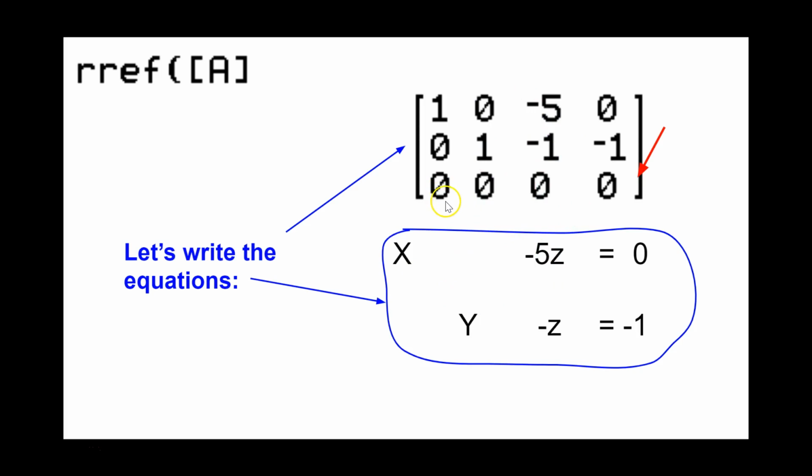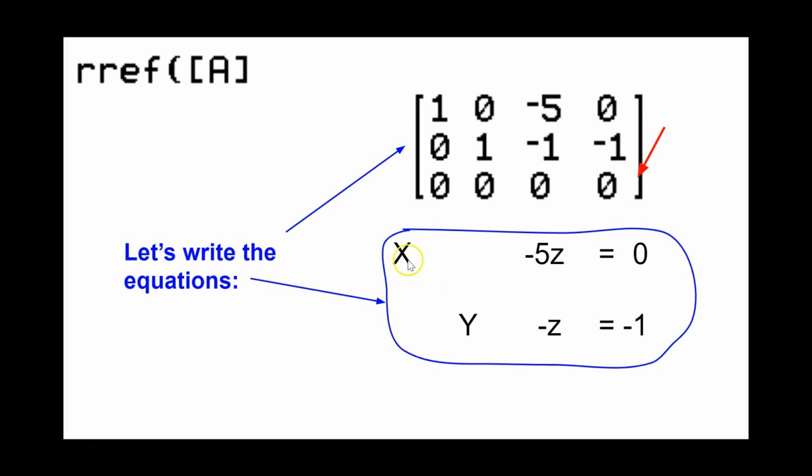So the bottom here, look at here. We have the whole line in the bottom this time is all zeros. This is going to be your indication where the answer is going to be infinitely many solutions. So we write the equation X, which is right here, no Y, so we skip it, -5Z, because remember this whole column represents Z. So we have -5Z is equal to 0. That's our first line. Second line, Y minus Z is equal to -1. And we don't have to worry about the last line.